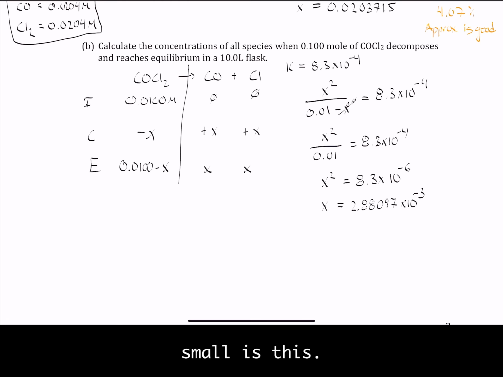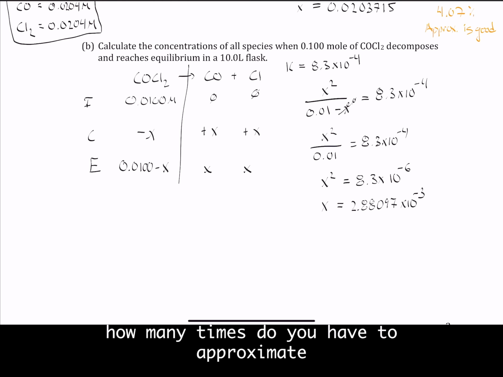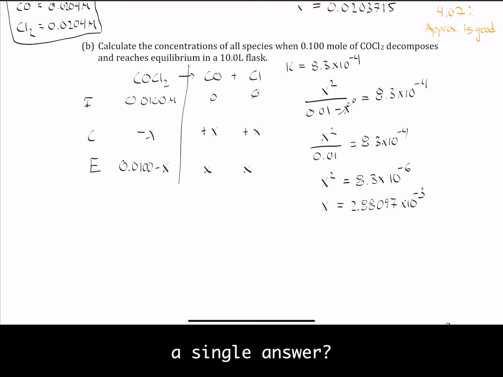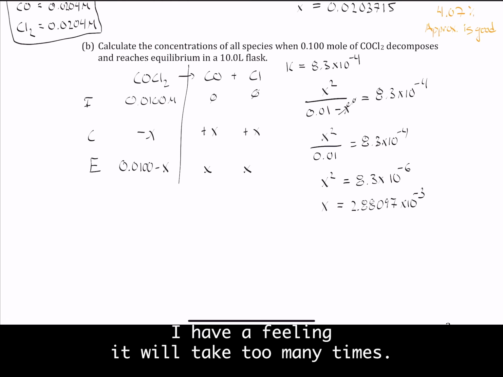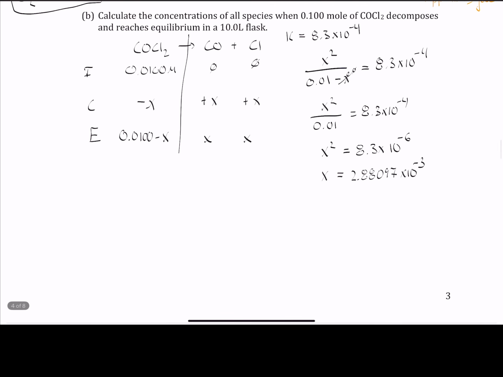Just always assume small x. I need to try it with the other problems. Like if it's not even close to being small, how many times do you have to approximate in a loop before you actually get to a single answer? I have a feeling it will take too many times. It'll just be easier to do a quadratic. So what do I need to do next?